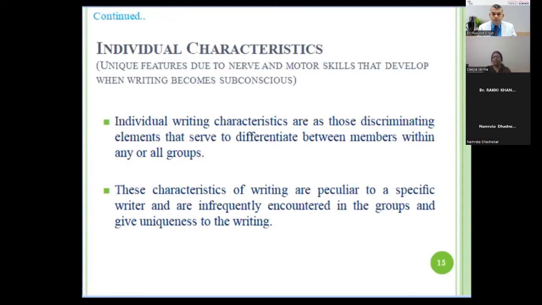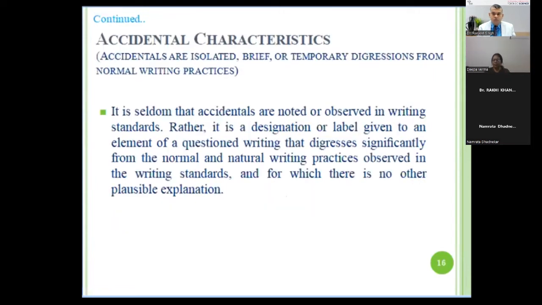So individual writing characteristics are those discriminating elements that serve to differentiate between members within any or all groups. These characteristics of writing are peculiar to a specific writer and are infrequently encountered in a group, and give uniqueness to the writings. Sometimes during the course of examination, experts find that there are some other features which are covered neither in the class characteristic nor the individual characteristic of the person.